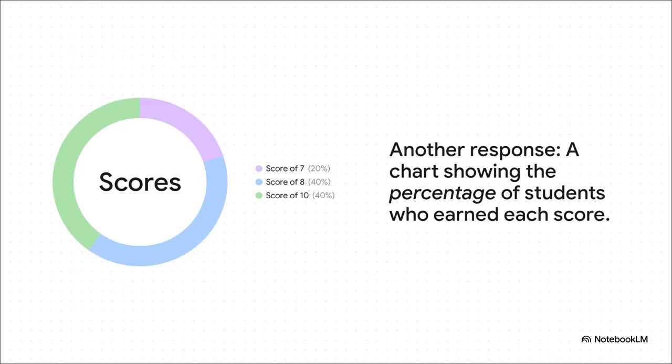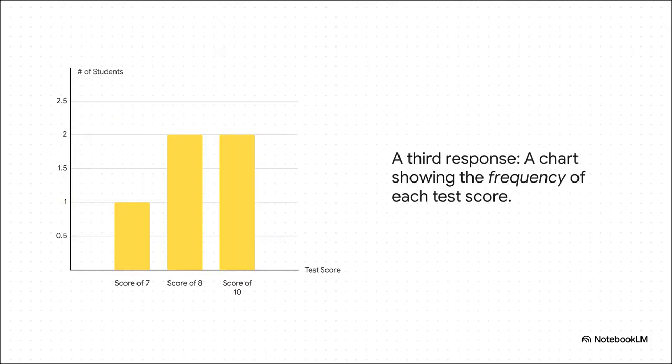But then, someone else might look at the exact same data and think, I'm going to visualize this as a donut chart, showing the percentage of students who got each score. Totally different, but you know what? Also a fantastic answer. And a third person, they might build a frequency chart, showing how many students got each score. So here's the key takeaway. None of these is the single correct answer. They're all good responses that show different ways of thinking about the data. The assessment isn't about finding one right answer. It's about the quality of what you built.